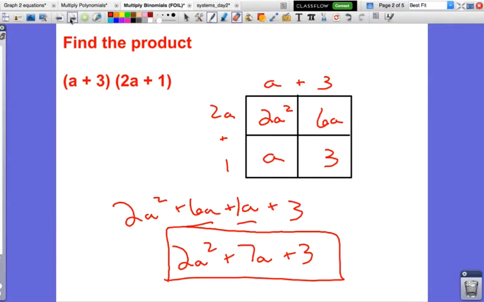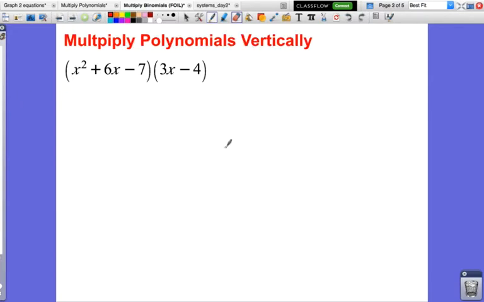Another method I want to show you for multiplying these is we can multiply them vertically. We're going to multiply them vertically when I no longer have a binomial, but I have 3 pieces inside the parentheses. This is still a polynomial, but now there's not just 2 pieces, there's 3. So if I wanted to multiply these vertically, I'm going to multiply them like we've always multiplied our entire life.